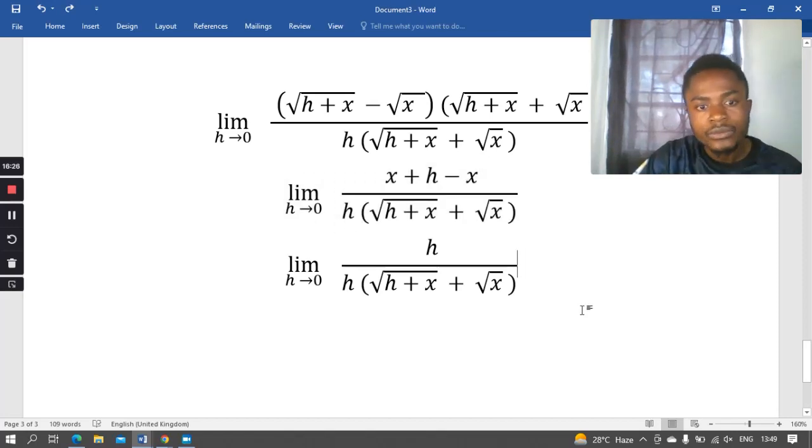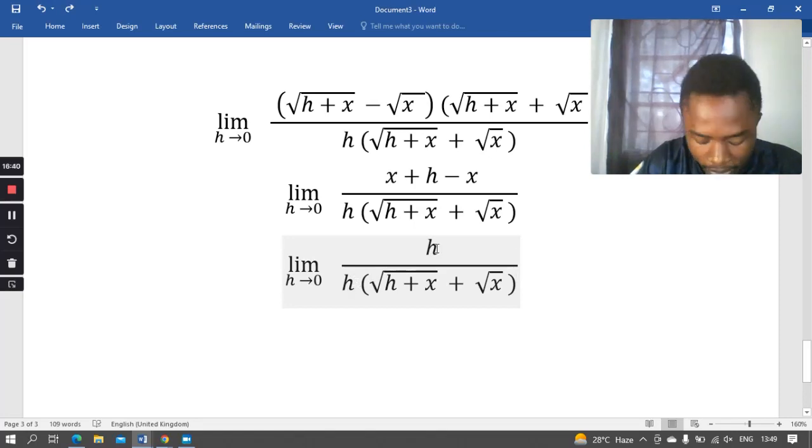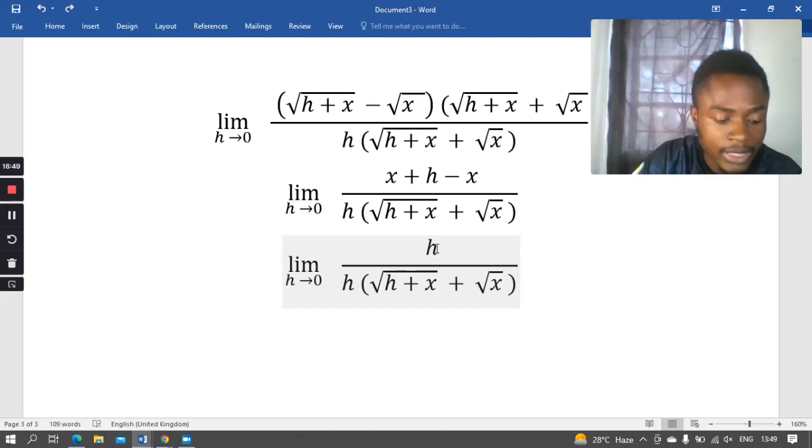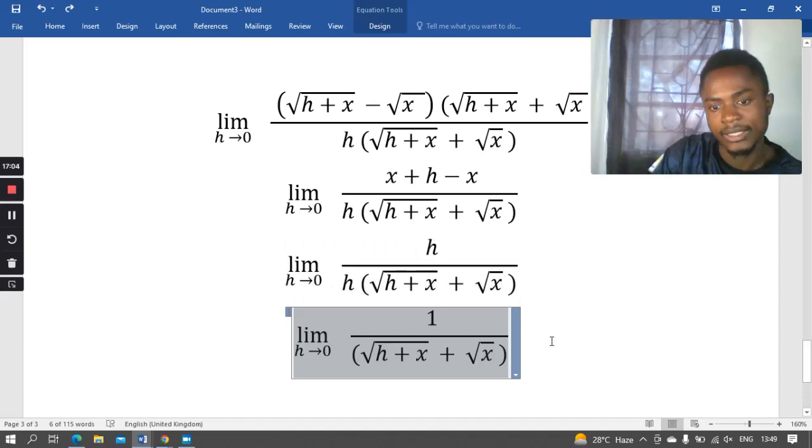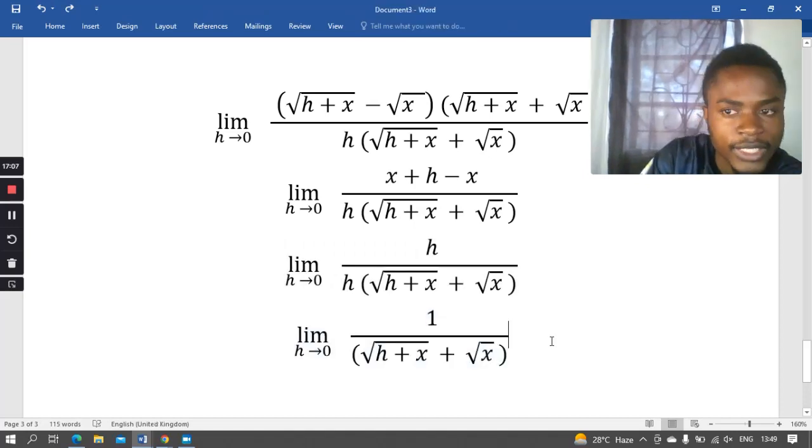Look at this again now. This h on top and that h in the denominator can easily cancel. h divided by h is 1, so you can easily cancel out. When you cancel out like that, this is what you are going to have.